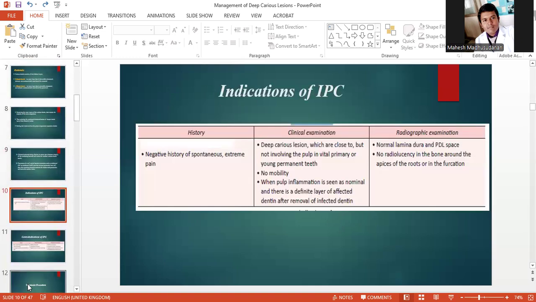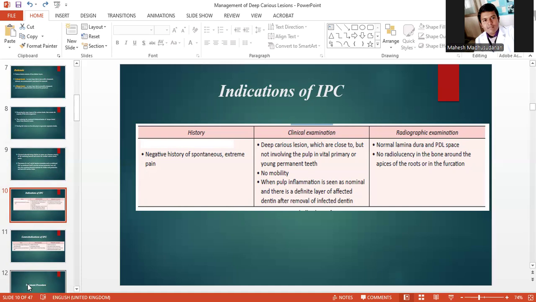Coming to the indications, they can be classified in three ways, that is, history, clinical examination, and radiographic examination. The patient should have a negative history of spontaneous extreme pain, and on clinical examination, deep carious lesions which are close to but not involving the pulp in vital primary or young permanent teeth. There should not be any mobility, pulp inflammation is seen as minimal, and there is a definite layer of affected dentin after removal of infected dentin.